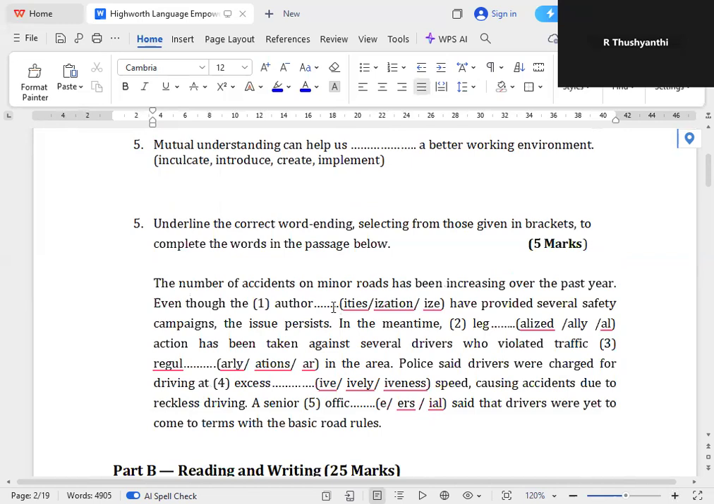You can see the prefixes and suffixes are tested, right? They test whether you know about prefixes and suffixes. Prefixes are the letters we add in the front of the word, and suffixes are the letters which we add at the end of the word to change the word class. So that is tested here in the fifth one.